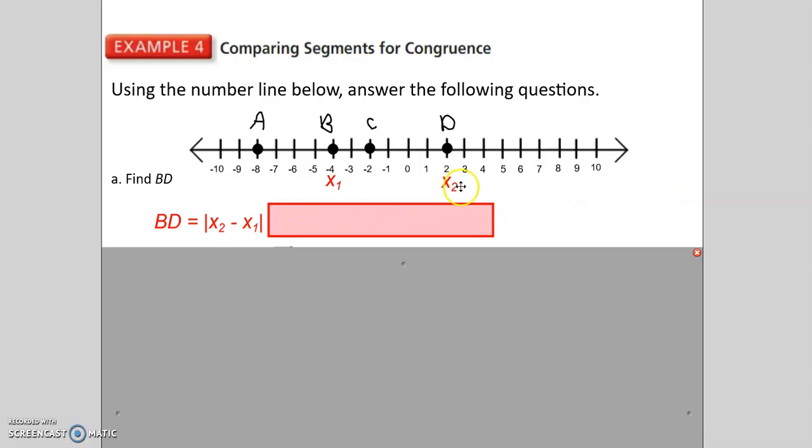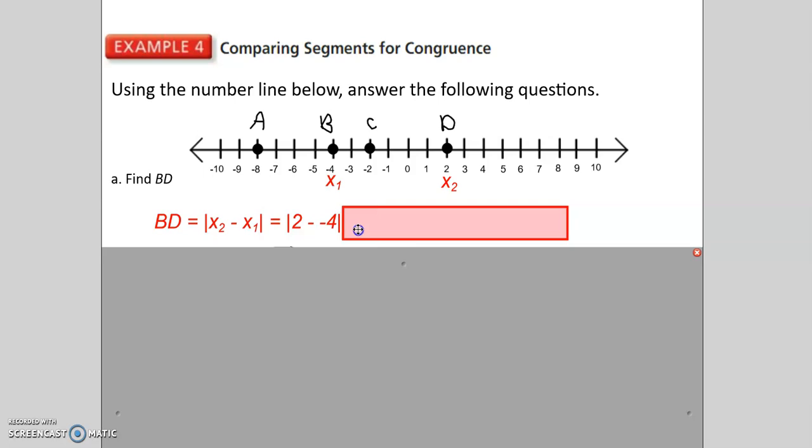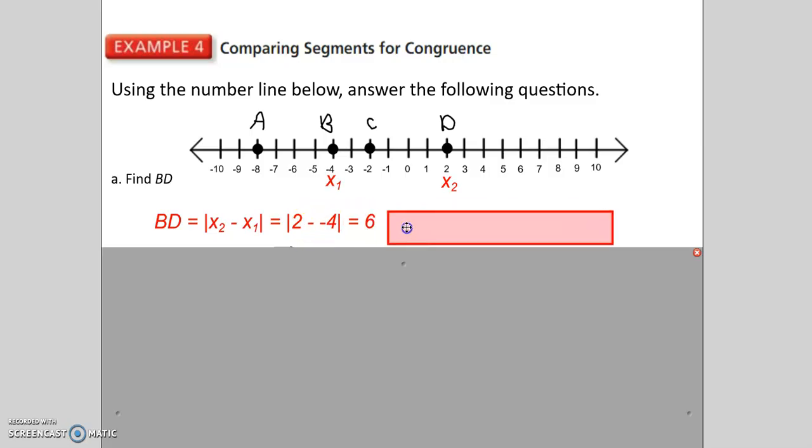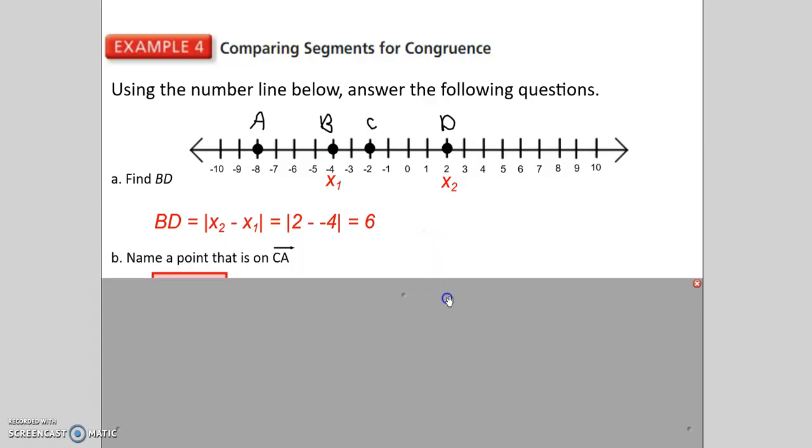Then I substitute those numbers in for the variables. x2 is 2 minus x1 is negative 4. When I subtract a negative, it turns into a positive. So 2 minus negative 4 really becomes 2 plus 4, which gives me 6. The absolute value of 6 is 6. So I found the length of BD, perfect.